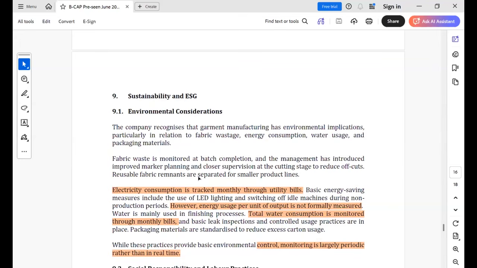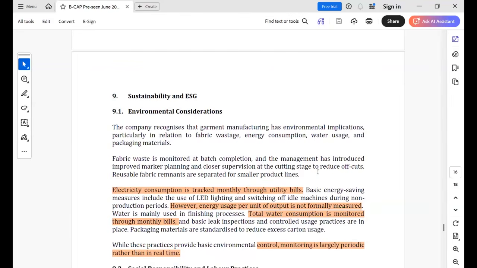Reusable fabric remains are separated for smaller product lines. Okay. So they have implemented waste management, right? But not only at the cutting stage, at each and every production level there must be a wastage monitoring mechanism, and that is not there, right? So only at the point of beginning and at the point of end, waste management is not effective.